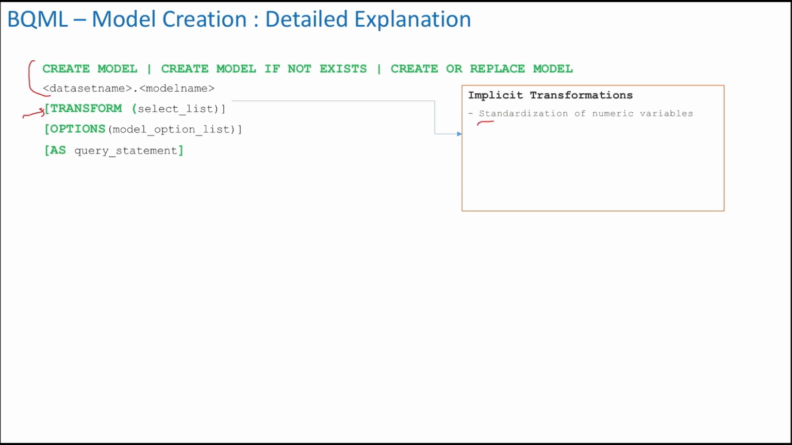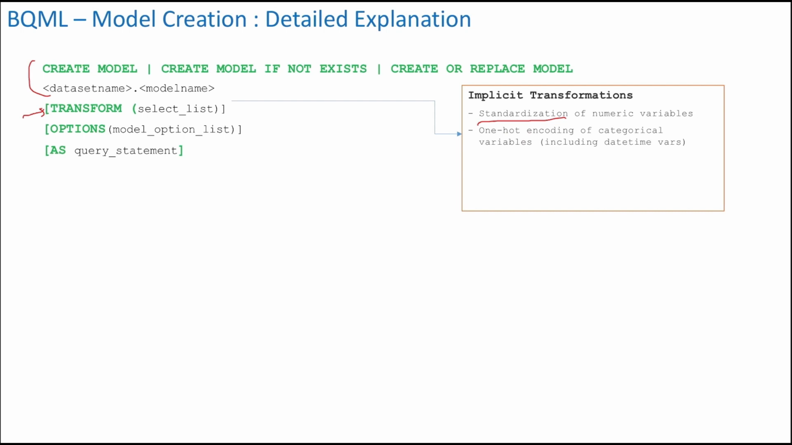The first one is standardizing the numeric variables. It does this for all the models except XGBoost, as in XGBoost standardization of the numeric variables is not a prerequisite, but apart from that, in all models it does this standardization by default. And as you would know, standardization essentially means using the mean and the standard deviation, subtracting the mean from all values and then dividing it by the standard deviation, right?